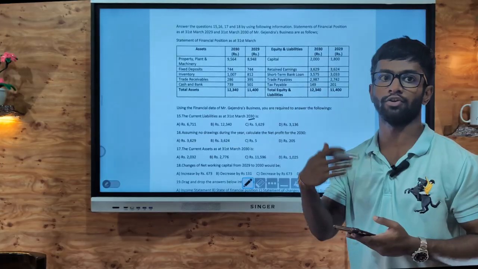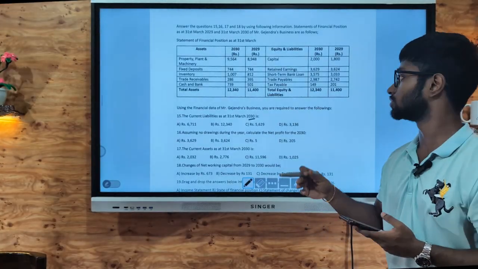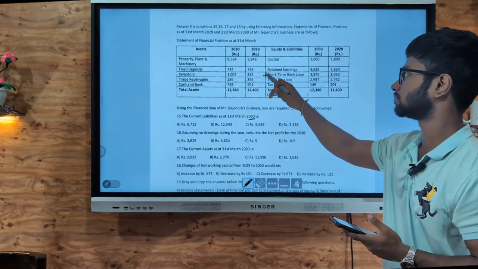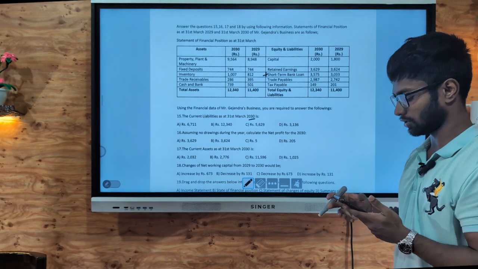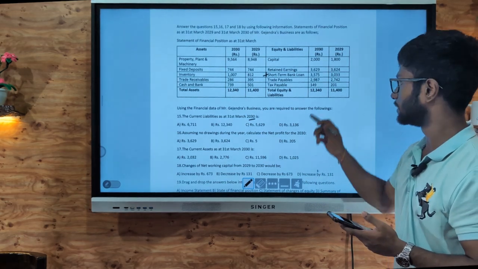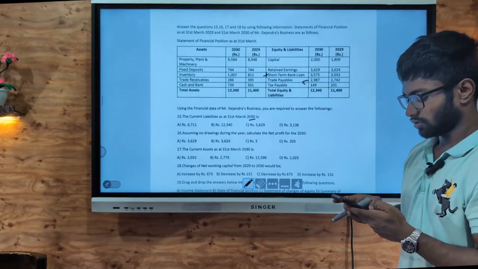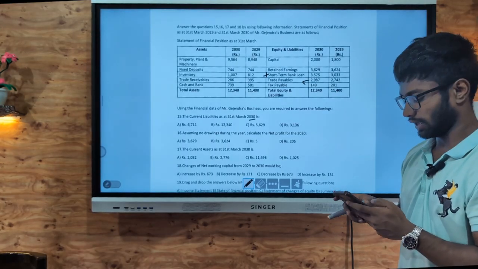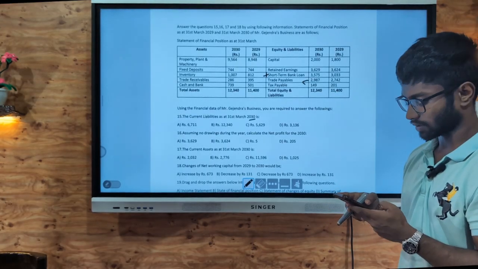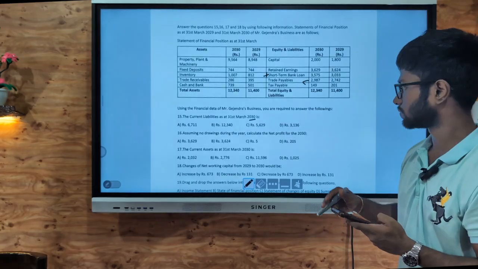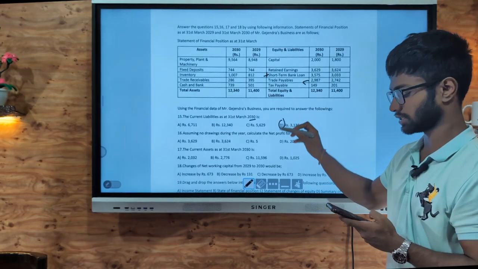So based on this, here you can take bank loan. It takes a while to repay, more than a year, so you don't take bank loan. But trade payables and tax payable you take. So it should be the addition of both of these, which is 2987 plus 1549. Then you get 3136. It should be answer number D.